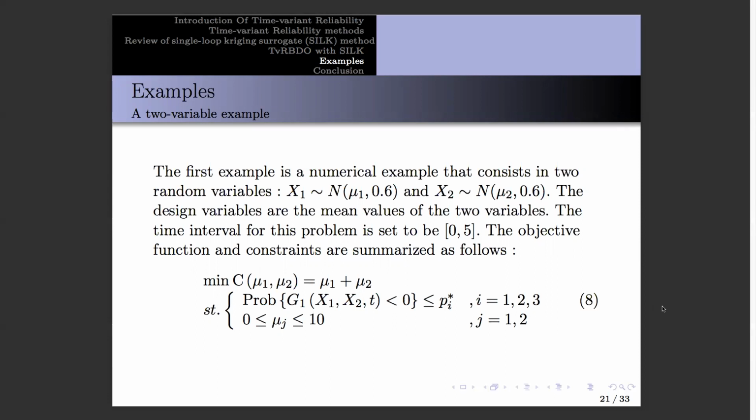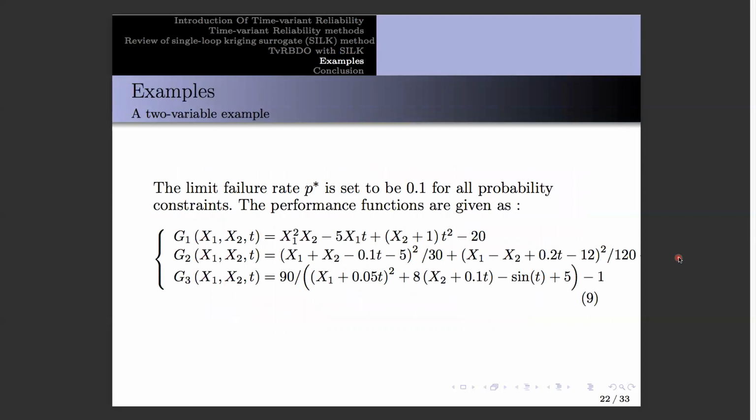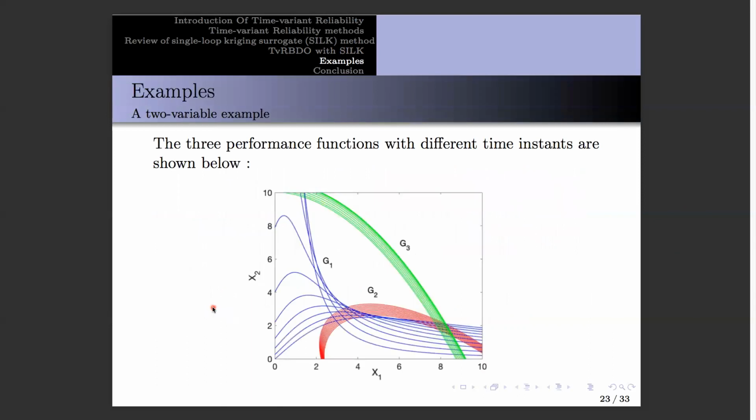The first example is a numerical example that consists of two random variables, x1 and x2. The design variables are the mean values of the two variables. The time interval for this problem is set to be between 0 and 5. The objective function and constraints are summarized as below. The limit failure rate P is set to be 0.4 for all probability constraints. The performance functions are given as the following.